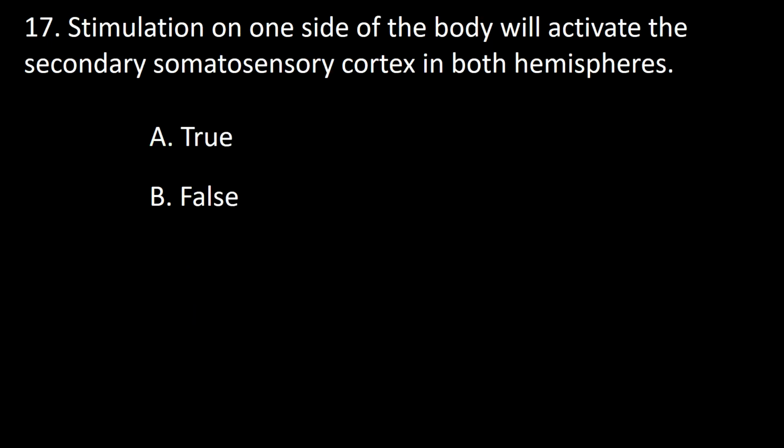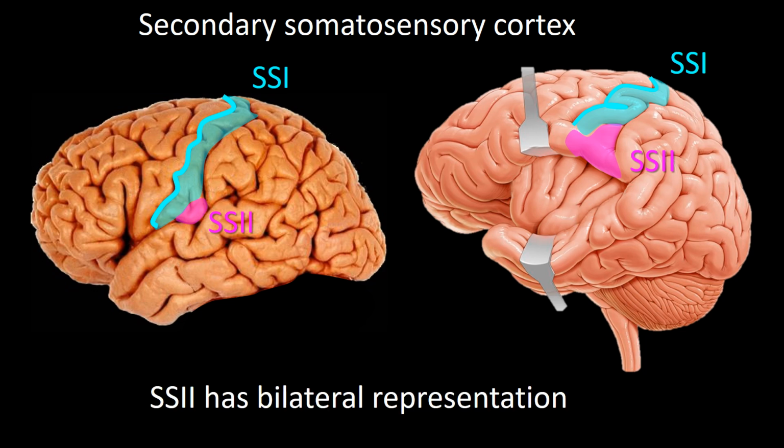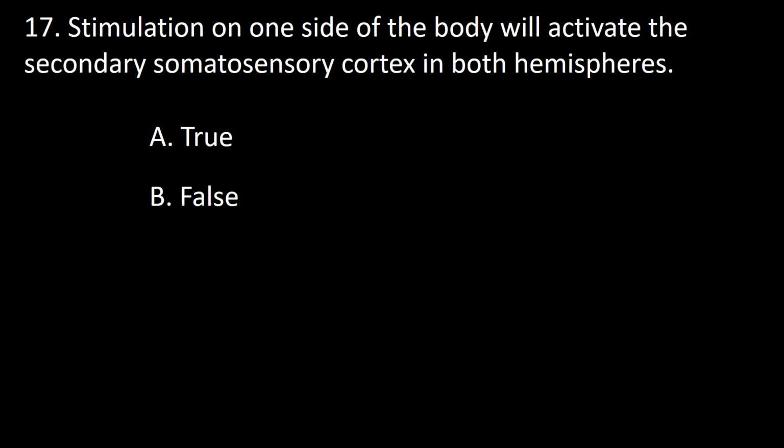Next question. Stimulation on one side of the body will activate secondary somatosensory cortex in both hemispheres. A true, B false. The secondary somatosensory area is at the inferior end of the primary somatosensory cortex. Most of it is in the parietal operculum. It has bilateral representation, probably receiving input from the primary somatosensory cortex of both hemispheres. So the answer to this question is true.